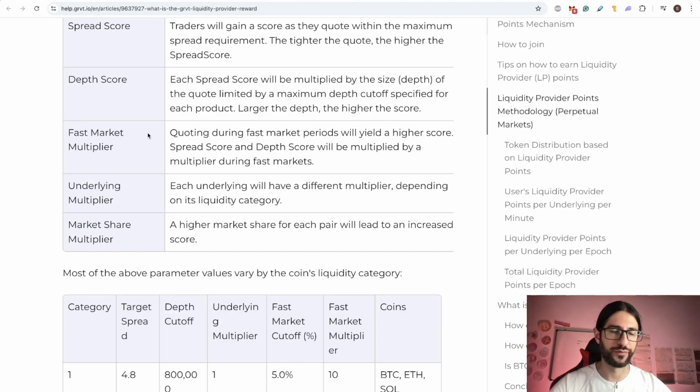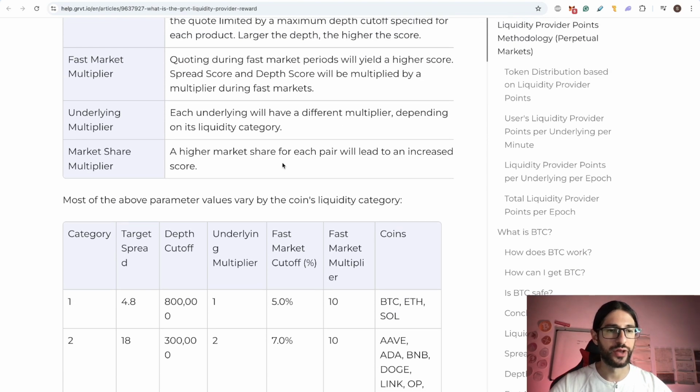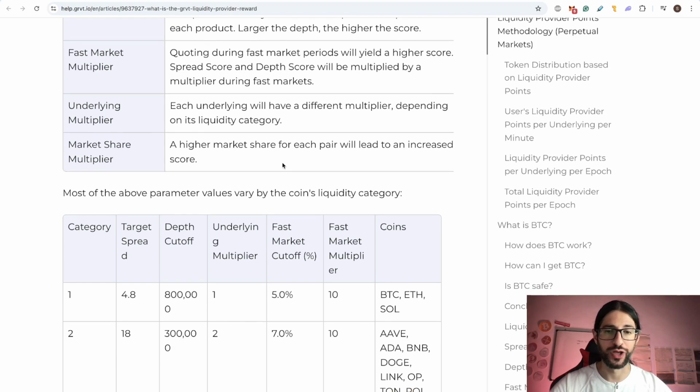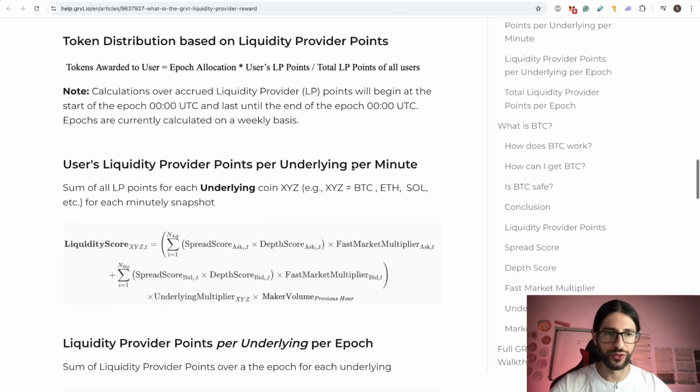And here you have again the fast market multiplier. This is regarding fast market periods, which will yield a higher score. We already covered that. The underlying multiplier, we also already covered, is going to be 10. And the market share multiplier, this is basically that a higher market share for each pair will lead to an increased score. That is basically what you need to understand.